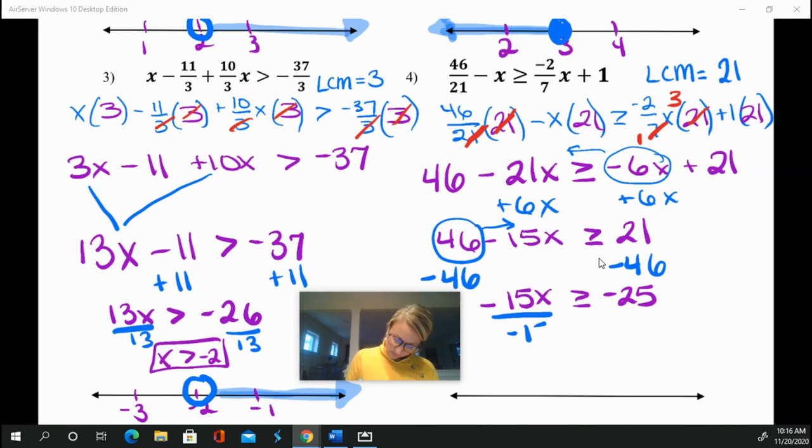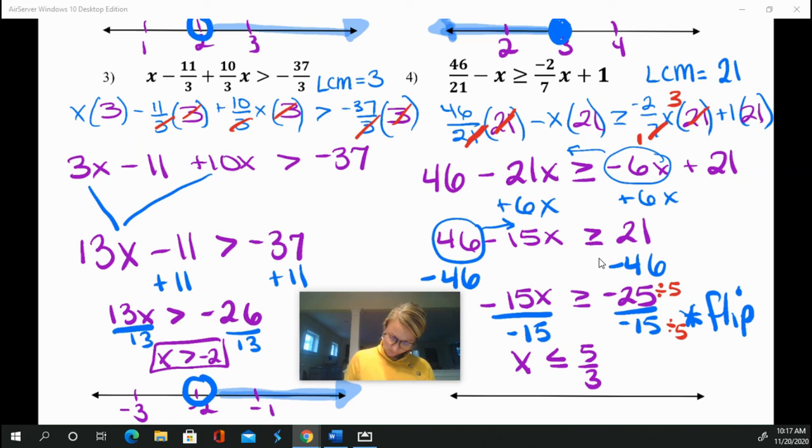So our last step would be to divide both sides by negative 15. Remember, we need to flip the inequality symbol because we divided both sides by a negative number. And I want to simplify 25 over 15. They both are divisible by 5. We get 5/3.